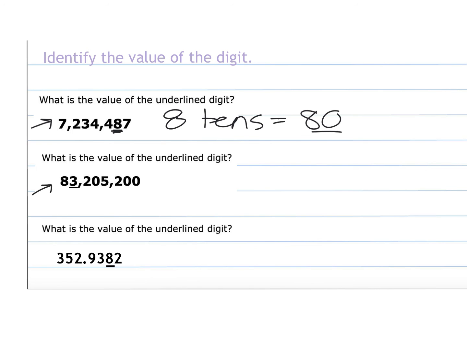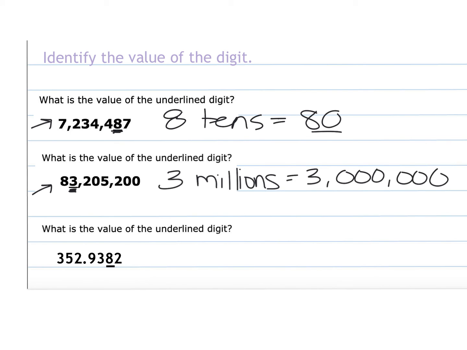We have 83,205,200. The 3 is underlined. That is in the millions place. And remember to use that chart, or if you don't have it, you can always pause the video and go back and look at the chart. 3 millions then would be written like this.